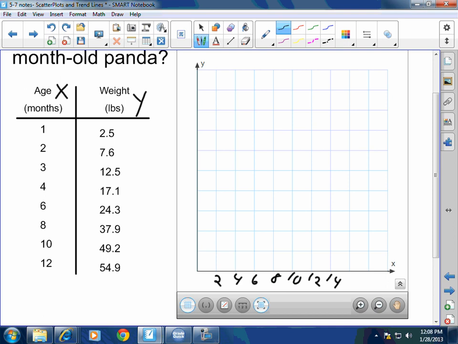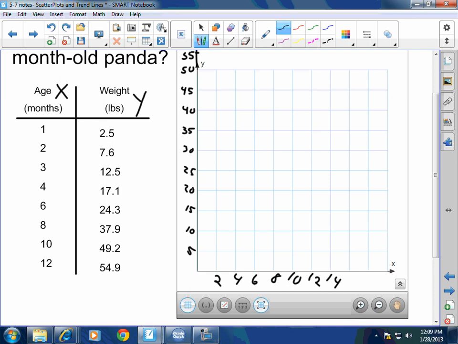And on my Y's, I'm going to go by 5: 5, 10, 15, 20, 25, 30, 35, 40, 45, 50. The good news here is you can estimate as far as when you're graphing the actual points.